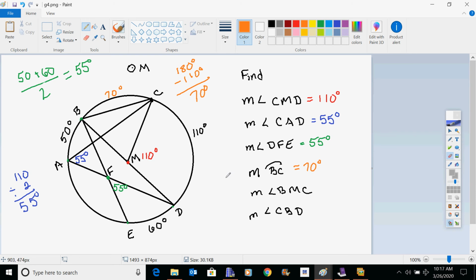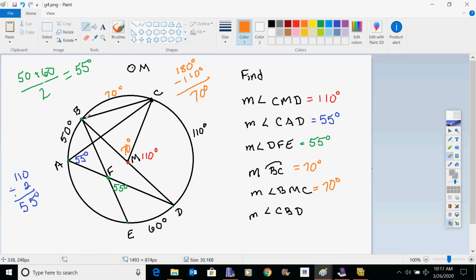And then sometimes, even if they don't ask you for a certain measure, if you get stuck, then you can work on figuring out some other things that might be helpful to you. Okay, so this one right here, it's the central angle that goes with the arc, so this one also has to be 70 degrees. And that also makes sense because here's 110 and this makes 180 also.